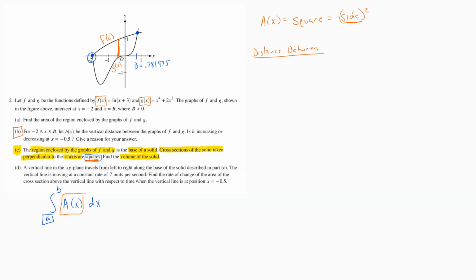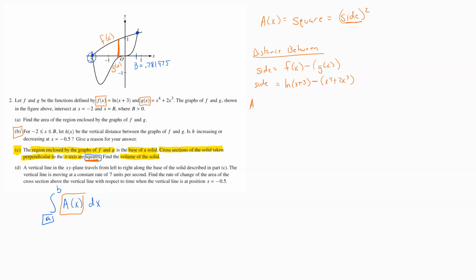The formula for this, and we'll just call it a side equation on this one, is that our side is going to be top minus bottom: f of x minus, in parentheses always, that g of x equation. Our f of x is the natural log of x plus 3, minus our g of x, which is x to the 4th plus 2x to the 3rd, again, all in parentheses. And that's one side of our square.